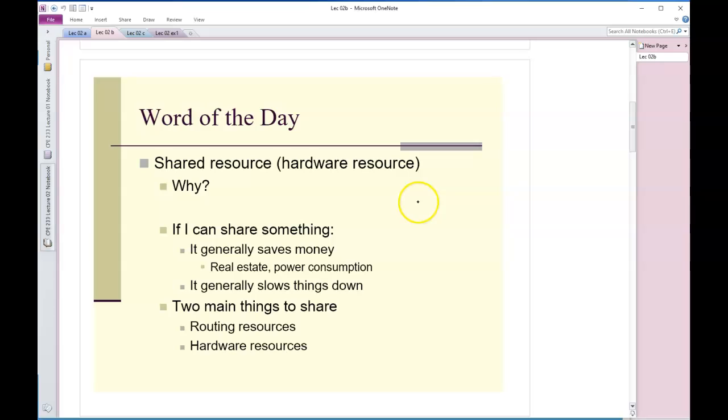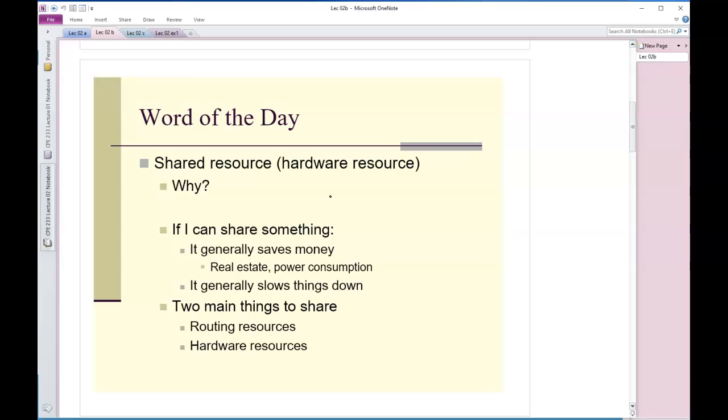So the word of the day is shared resource, particularly a shared hardware resource. So it generally means if I can share something like a hardware resource, it's generally going to save money. It's going to save real estate, power consumption. Typically speaking, it's going to slow things down a little bit, but it's a trade-off between lower memory, less parts, and slowing your circuit down. It'd be nice to have as many things as you need to, but in a typical digital circuit, things are shared. And so that's what we're going to get into today.